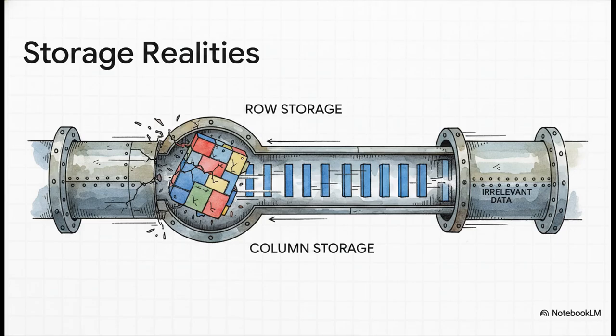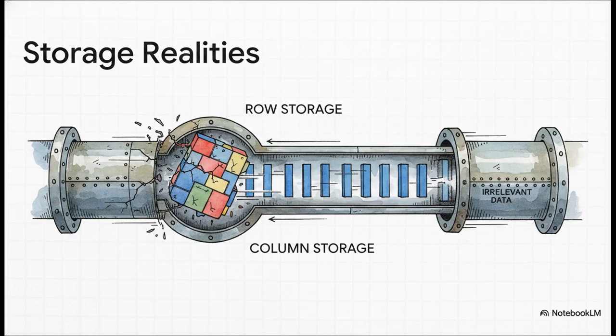Well, think about it. If an analyst only wants to sum up total revenue, a traditional row-oriented database forces the system to load every single entire record into memory. We're talking names, addresses, phone numbers, all just to pull out that one revenue number. It's a colossal waste of disk bandwidth. Column storage, however, allows the system to completely skip all that irrelevant data. It just grabs the revenue column.